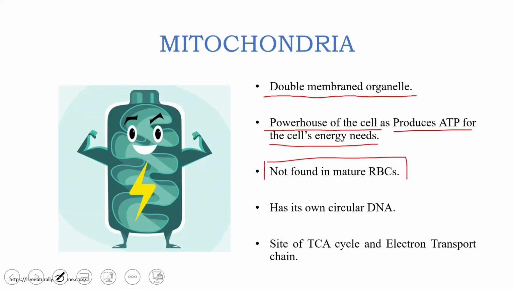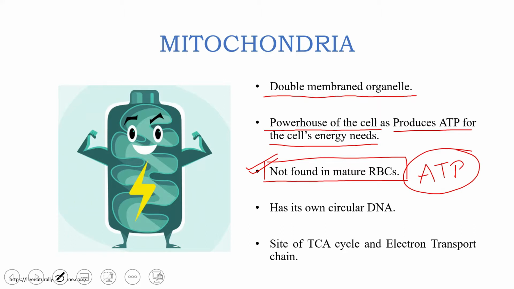Mitochondria are found in almost all eukaryotic cells, but they are not found in certain cells like the mature RBCs. The mature RBCs lack mitochondria. So, if the mature RBCs lack mitochondria, how does the RBC produce ATP? Where does the ATP come from in RBCs?